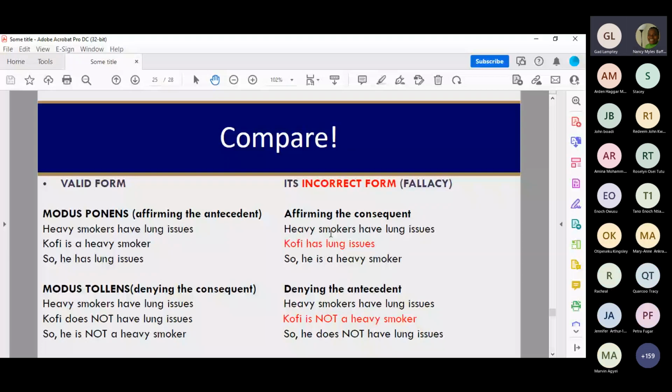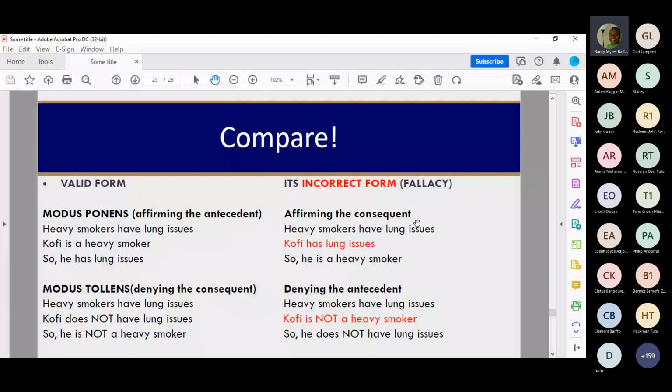Affirming the consequent. Okay. Heavy smokers have lung issues. Kofi has lung issues, so he is a heavy smoker. Now you will see what is happening. Thank you, Segad. You see that after a general premise, the heavy smokers have lung issues, see what this person does. He says Kofi has lung issues.